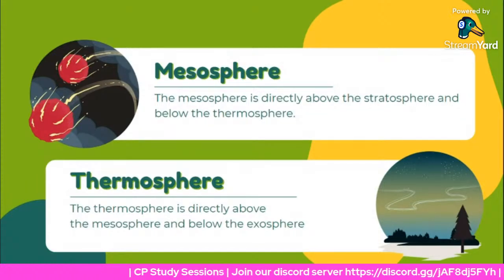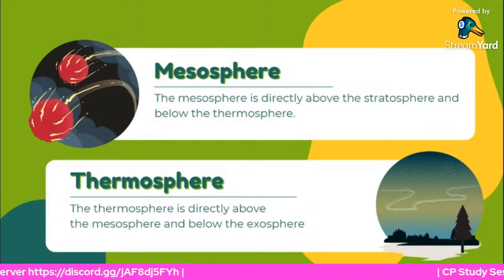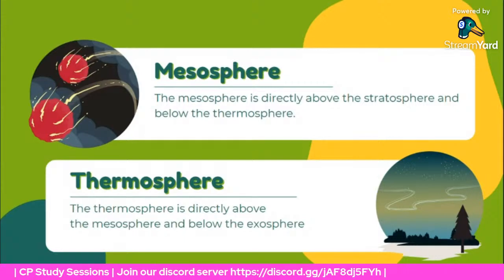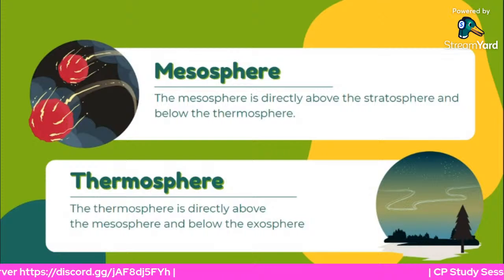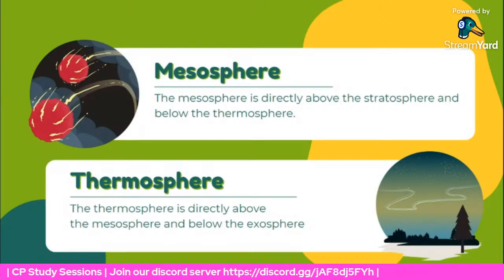Second to the last is the thermosphere. It is a layer of Earth's atmosphere. The thermosphere is directly above the mesosphere and below the exosphere. It extends from about 90 kilometers or 56 miles to between 500 and 1,000 kilometers or 311 to 621 miles above our planet. Temperatures climb sharply in the lower thermosphere below 200 to 300 kilometers altitude, then level off and hold fairly steady with increasing altitude above that height.